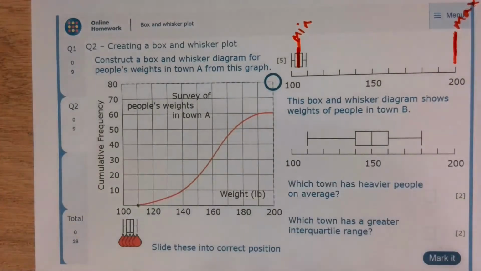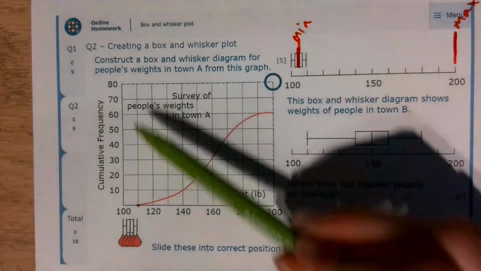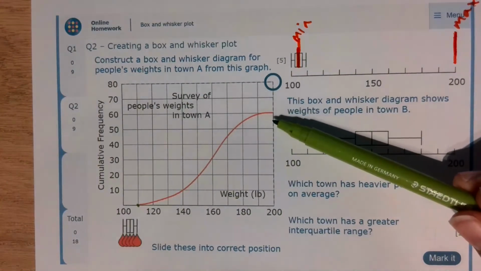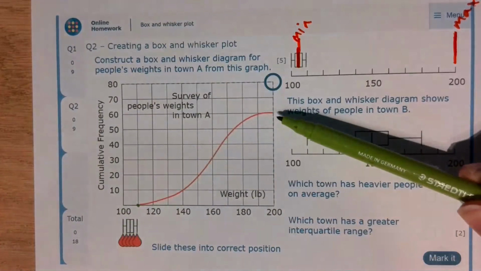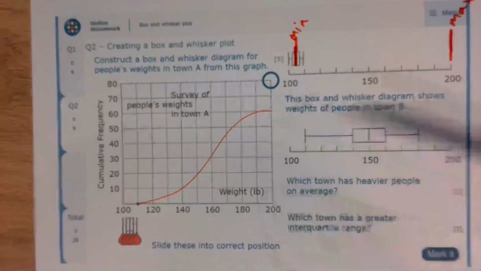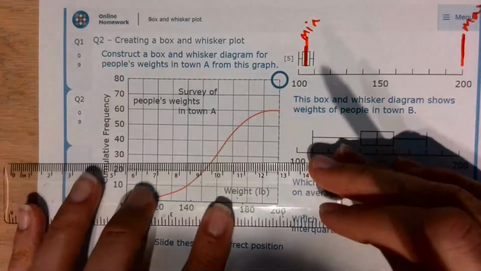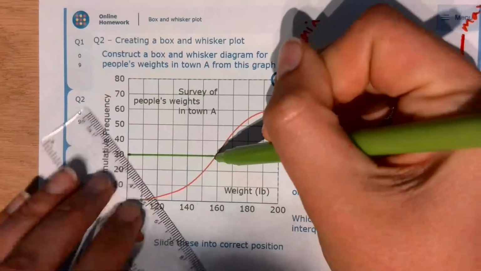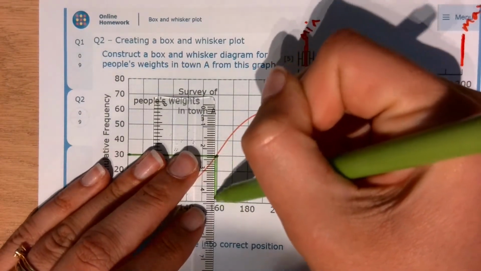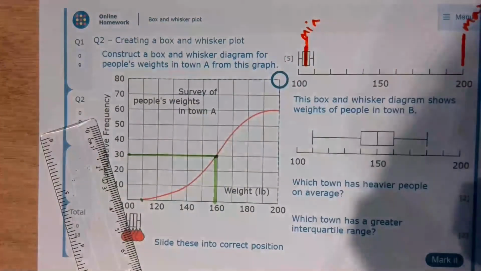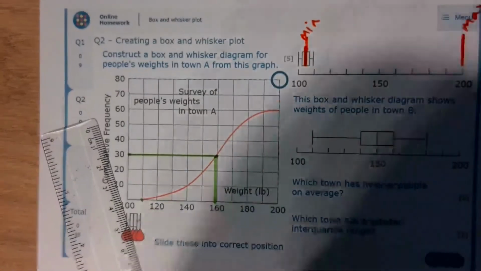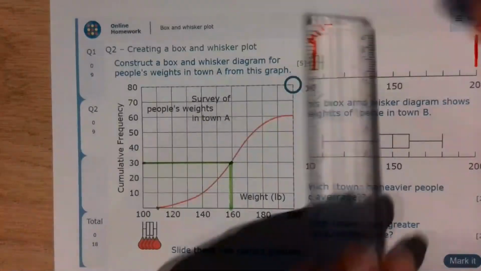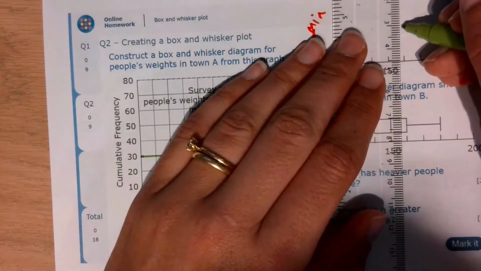So we now want the median person, the middle person. Now we don't go halfway up the graph because the axis goes up to 80, but we've only got 60 people. So halfway through 60 people is person number 30. So I'm going to go, person number 30 is here on the graph, and they weigh about 158 kilos.